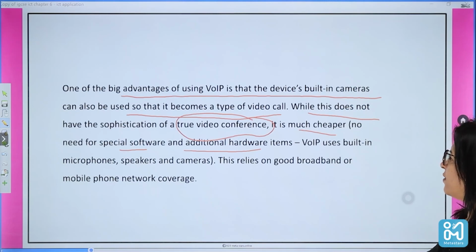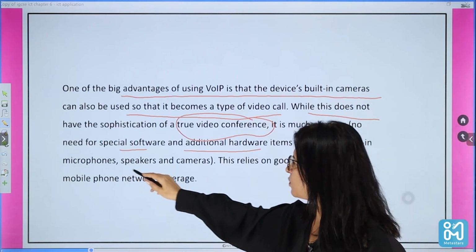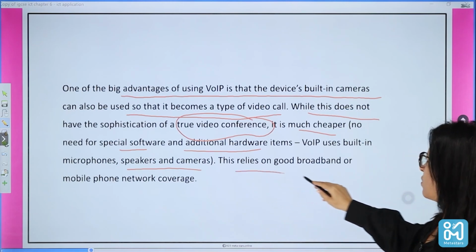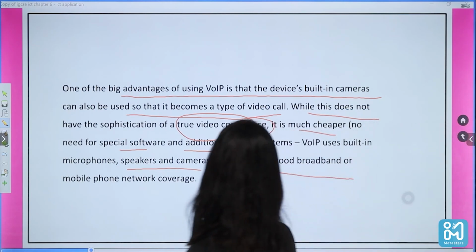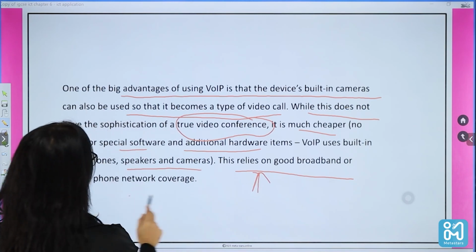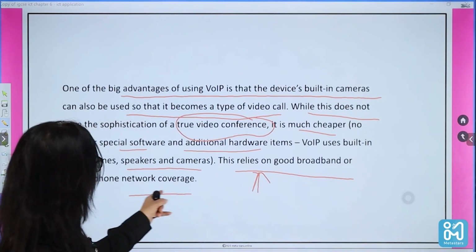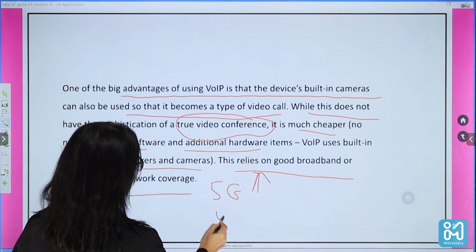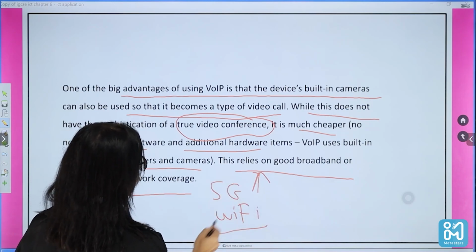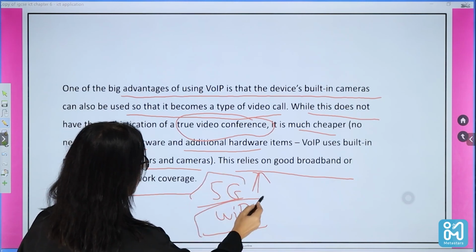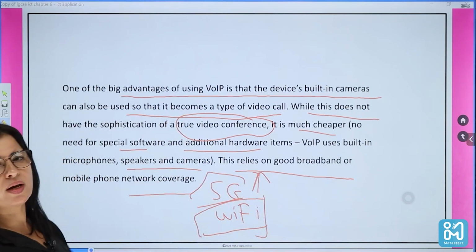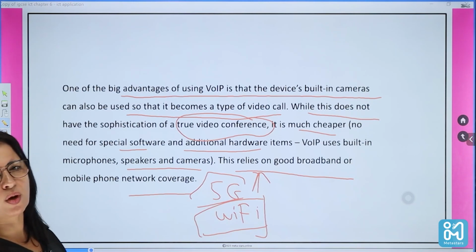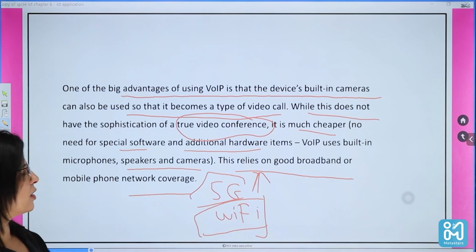Voice over Internet Protocol uses built-in microphones, speakers, and cameras. This relies on a good broadband connection, internet connection, or mobile phone network coverage. If I'm using 5G or Wi-Fi, it depends which one I'm using. It will determine the quality of the video or audio call I'm making. It depends on the type of connection I'm dealing with.